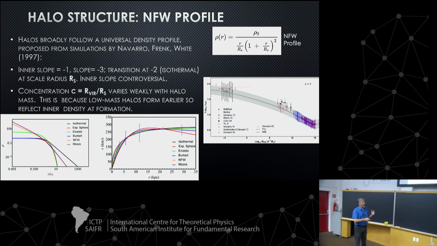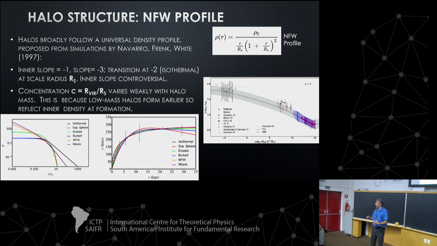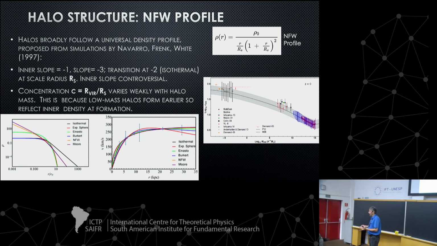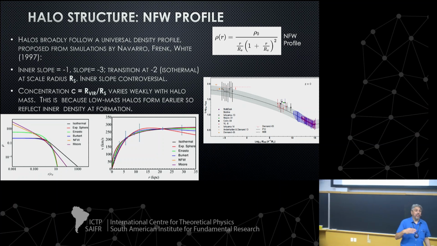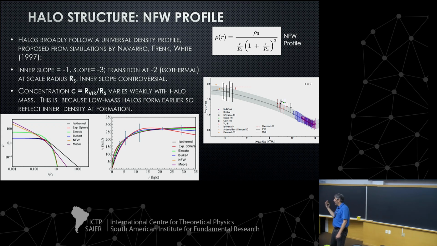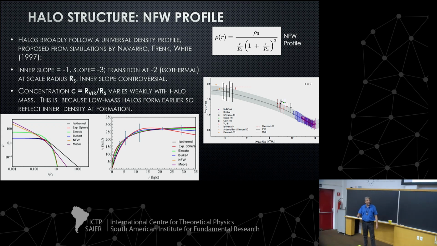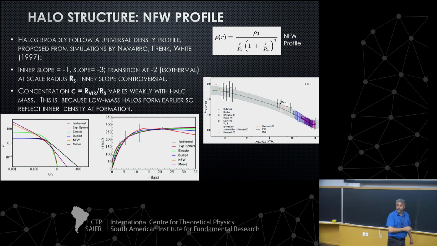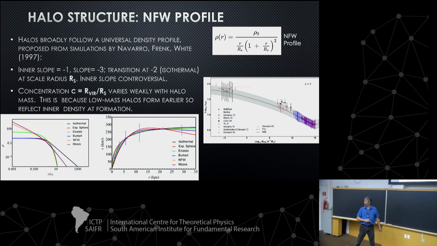Now, why does that lead to a higher concentration? Well, because the universe is denser at that time. So effectively, the concentration is reflecting the density of the universe at the time that the halo forms. Okay, and so that leads to a fairly mild dependence on mass, but nonetheless, that's really where it comes from.